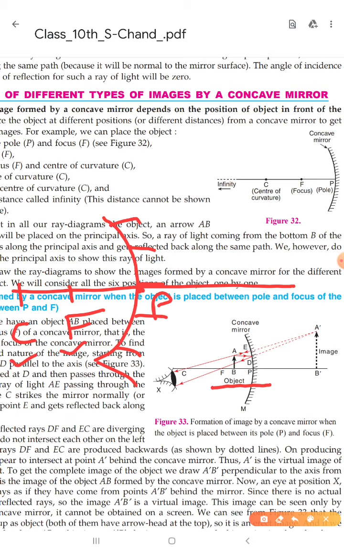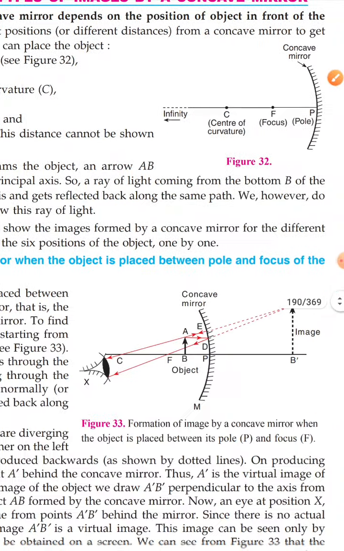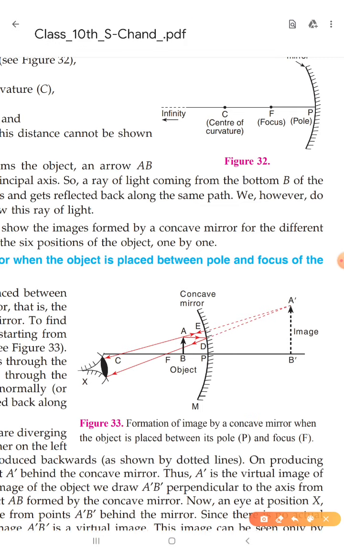At first, place an object between pole and focus. This is our first condition. Suppose this object is AB. You have seen here this object is AB. So how to draw the image? For that, we have to do one thing. This is an object. At first we will take point A and we will draw two incident rays from this particular point A. As you can see here, there are two rays.